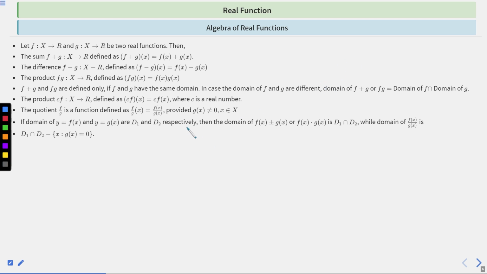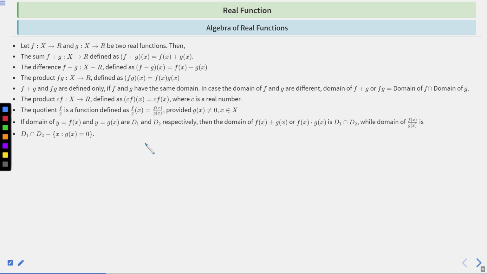The product cf, where c is some real number, from X to R is defined as (cf)(x) = c f(x), where c is a real number. The quotient f by g is a function defined as (f/g)(x) = f(x) upon g(x), provided g(x) is not equal to 0, x belongs to capital X.